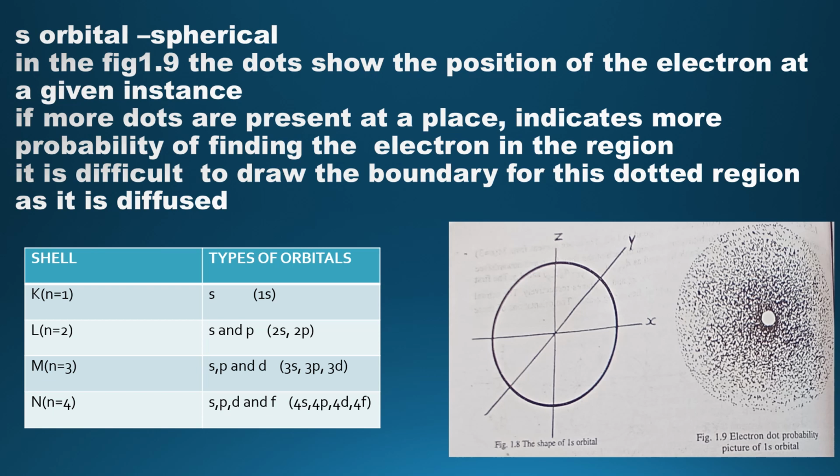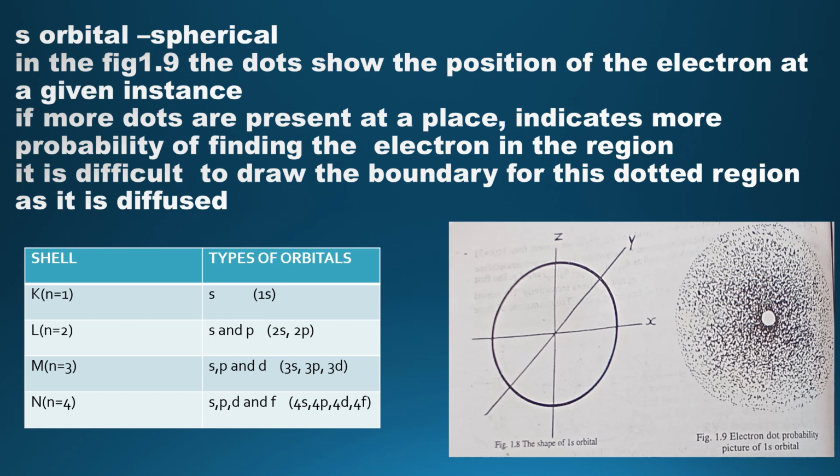In the previous section, we learned the various types of orbitals present in each shell. They are summarized as below. Shell and types of orbitals present in each shell. First shell, that is K shell, subshell is s. Second shell, that is L shell, s and p subshells are present. s, p, d subshells are present in third shell, and s, p, d, f subshells are present in fourth shell.